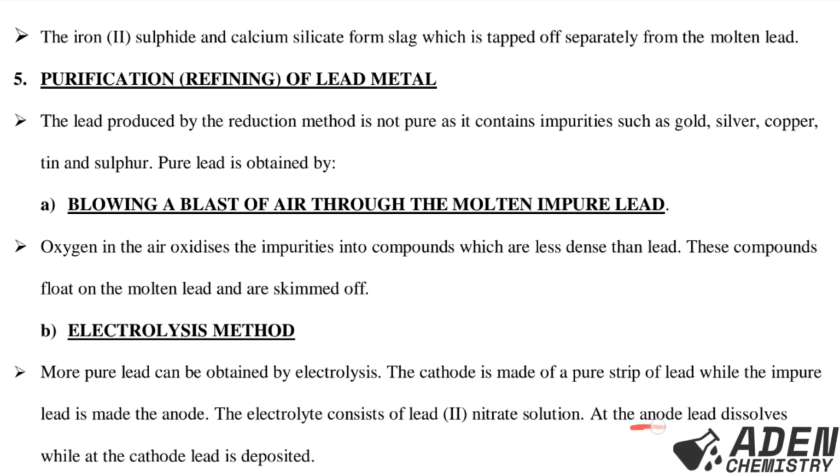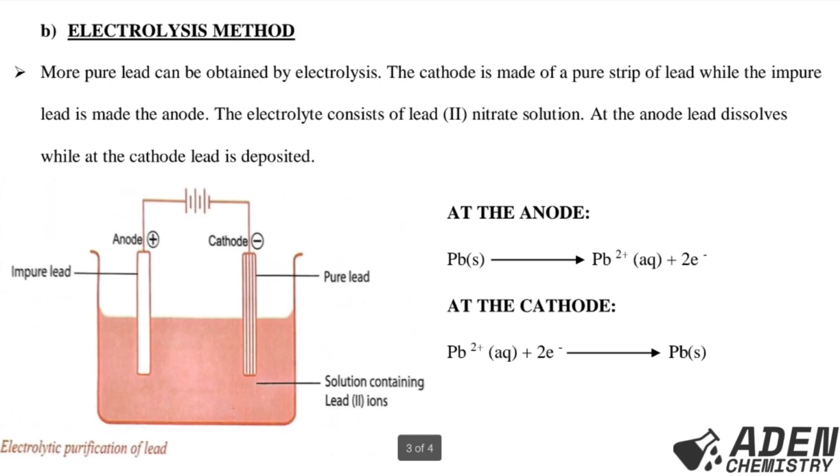We are told at the anode, the impure lead dissolves, while at the cathode, lead is deposited at the pure lead cathode. So this is the electrolytic purification of lead, and we are having the anode made of impure lead, the cathode made of pure lead. Here we are having a solution containing lead 2 ions, that is lead 2 nitrate solution. So let us go and see the reaction taking place at the anode and at the cathode.